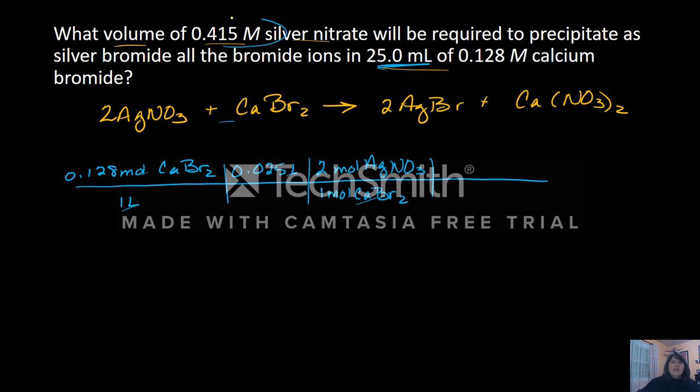And I can use this molarity, 0.415 moles of silver nitrate in 1 liter. And let's go ahead and just go straight out to milliliters. We'll pretend it said what volume in milliliters we need. And if I do that, then 1 liter has 10 to the 3rd milliliters. Plugging all that into your calculator, you end up with 15.4 milliliters.